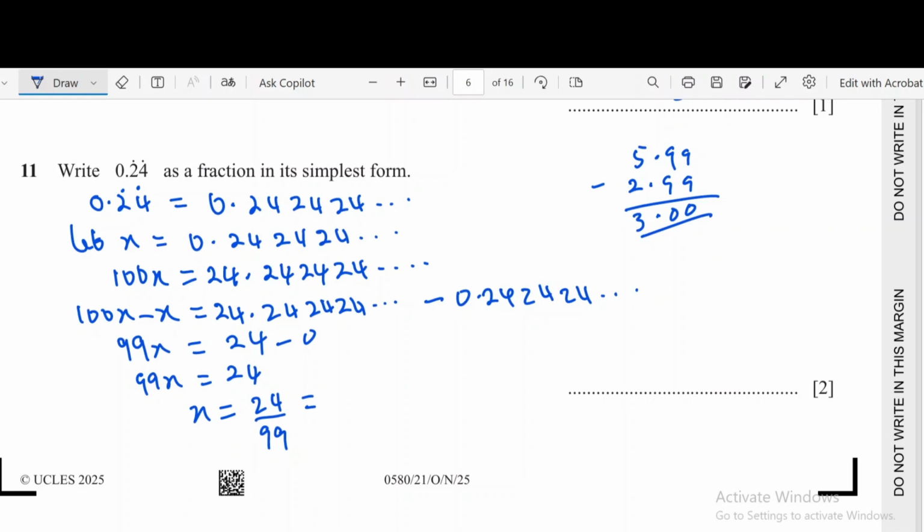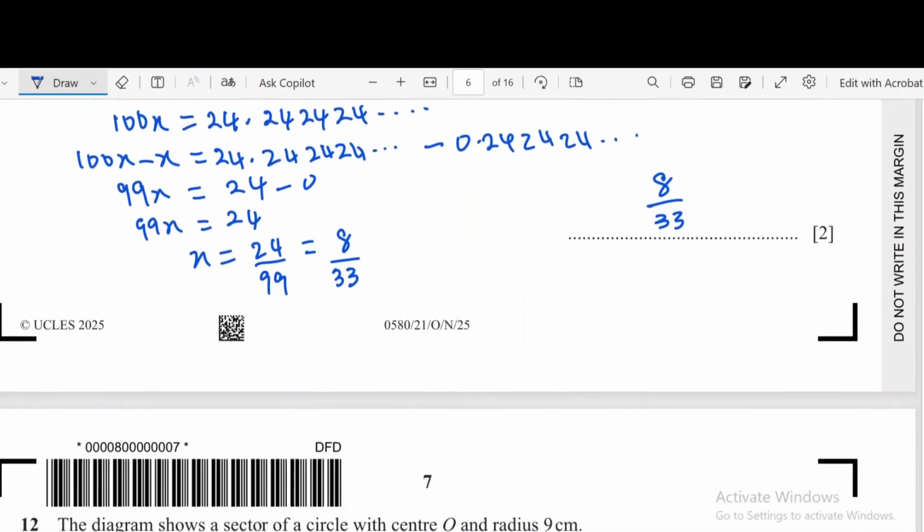Let's reduce using 3. 3 can go into 24, 8 times, and 3 can go into 99, 33 times. So that gives us 8 over 33. That's the simplest fraction, or the fraction in the simplest form.